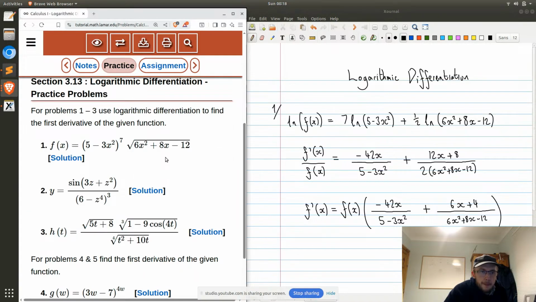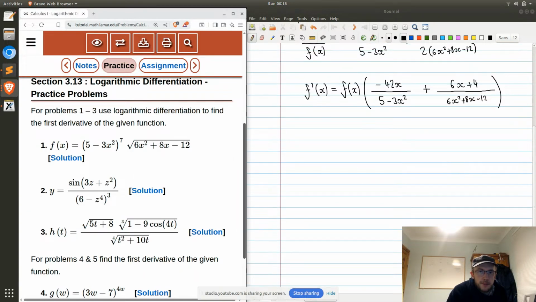Okay. Next one. Okay. Ln of y equals ln of a quotient, which is the log of a quotient is a difference of logs. So it's that.